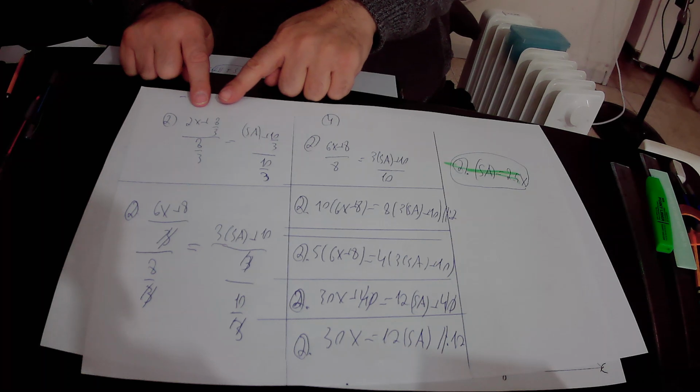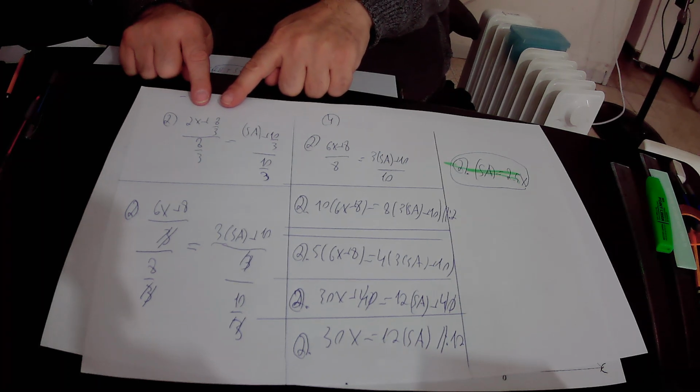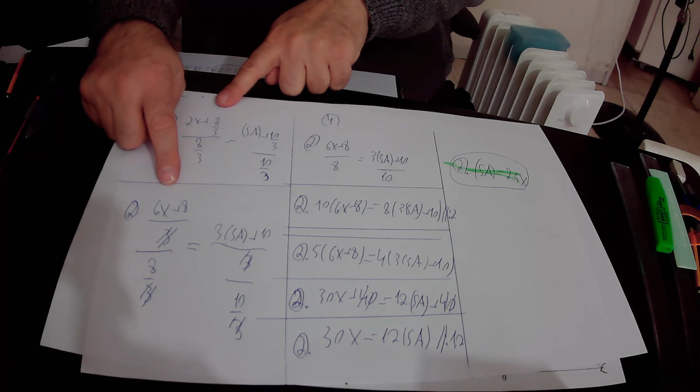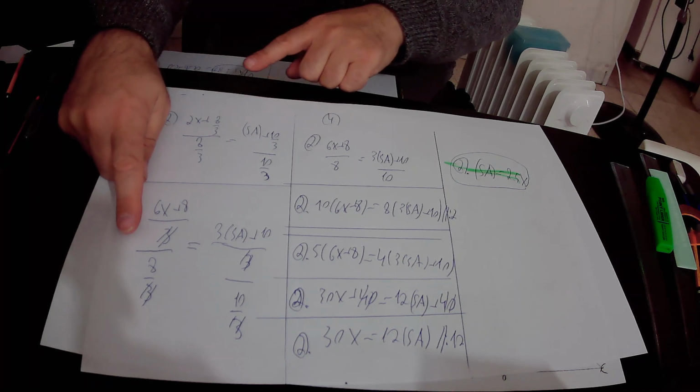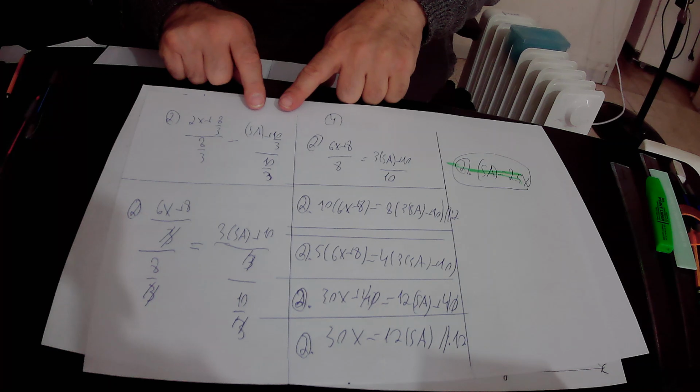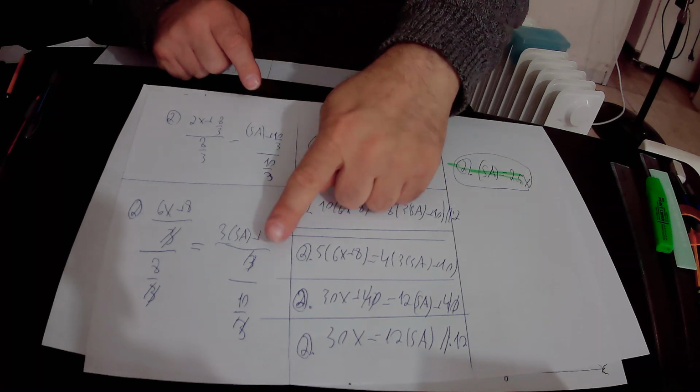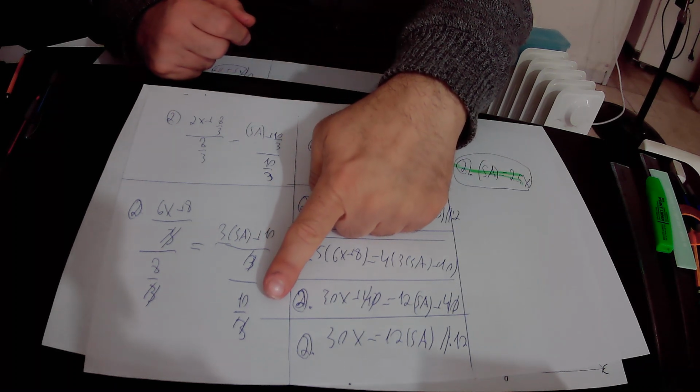So we multiply 2x by 3 and then we divide it by 3 in order to have a common factor with 8 over 3. So 2x times 3 is 6x, so in total in the numerator of this expression we have 6x plus 8 divided by 3, and we have to divide it also by 8 over 3. On the other side of the equation we have SA plus 10 over 3. Here we multiply the SA by 3 and then we divide it by 3 in order to have a common factor with 10 over 3. So 3 times SA is 3SA, so in total in the numerator of this expression we have 3SA plus 10 divided by 3, and then we have to divide it also by 10 over 3.